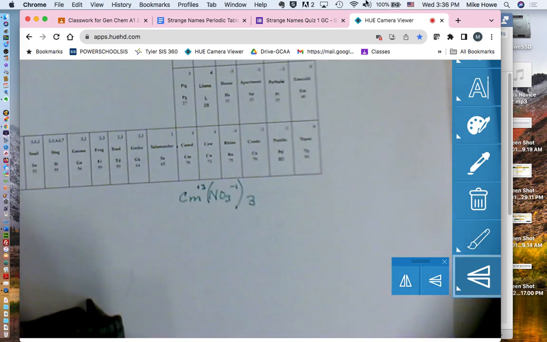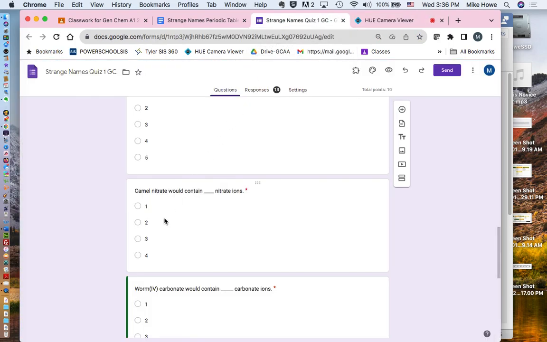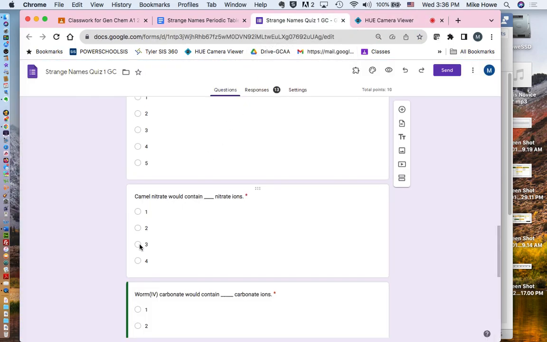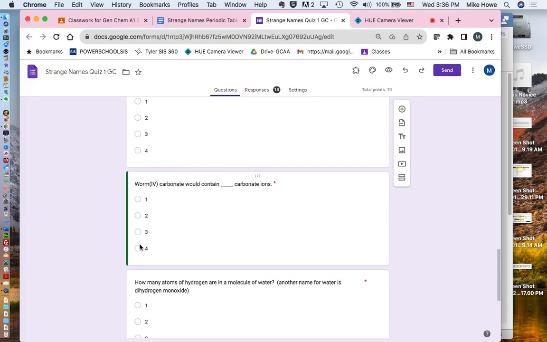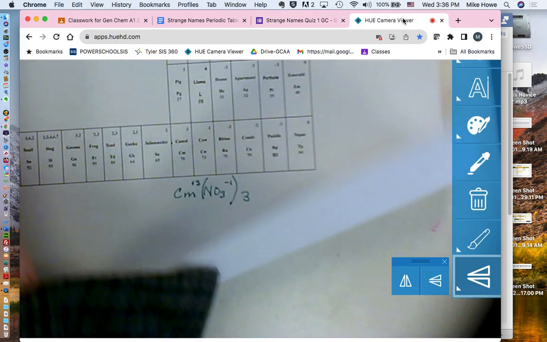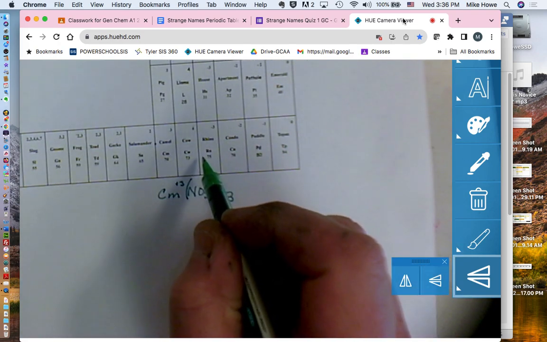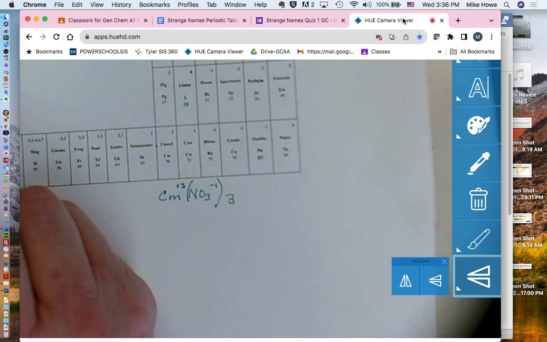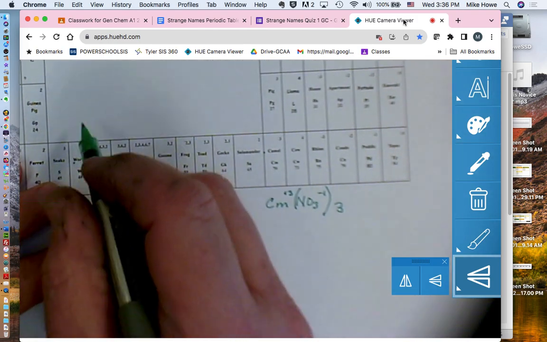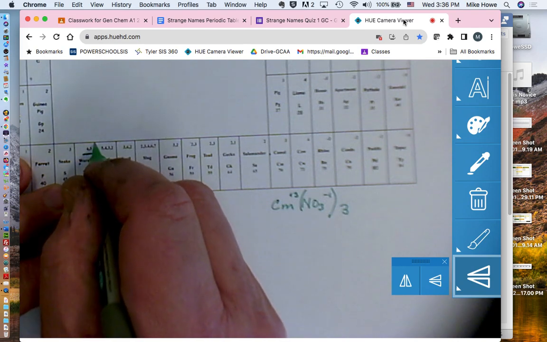So the question said, how many nitrate ions are there? The correct answer would be 3. Okay, let's take a look at the next one. Worm 4 carbonate. So you look on here and you find worm. Let's see, worm. There it is, worm right here. So there's worm, and notice it has a 4 and a 3 as possible charges.